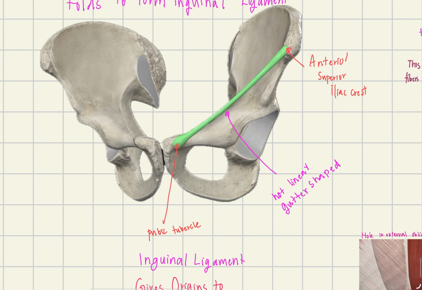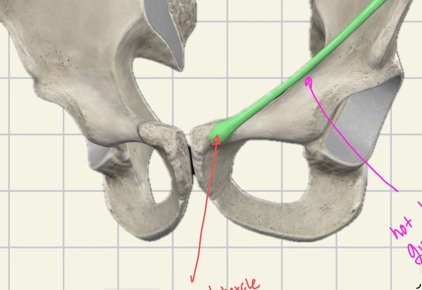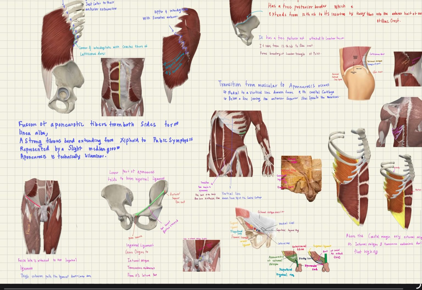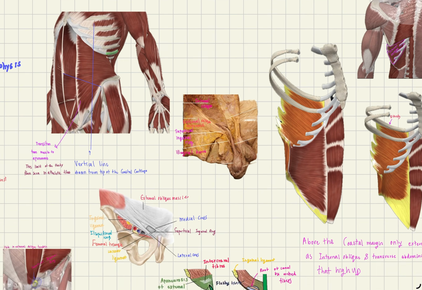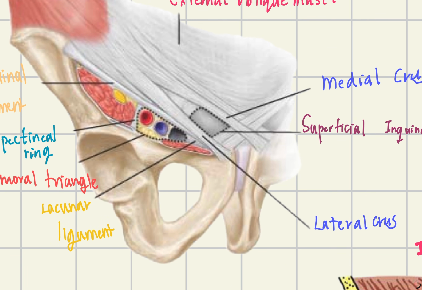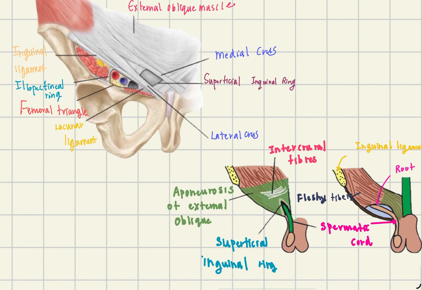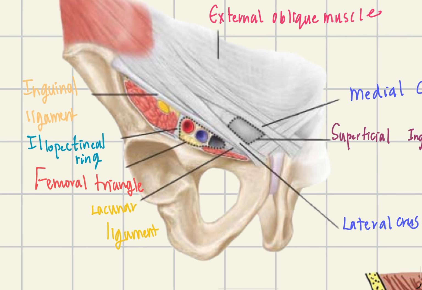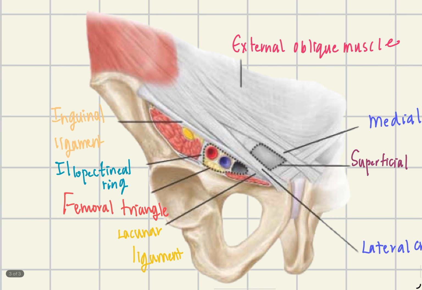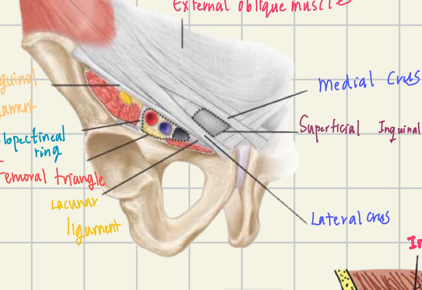Just above and lateral to the pubic tubercle is an oblique triangular gap called the superficial inguinal ring. Let me show you this. So it is in the aponeurosis. The base of the gap is the pubic crest, and the margins are the crura of the ring.